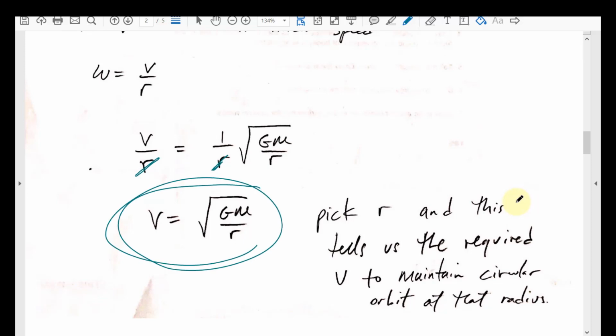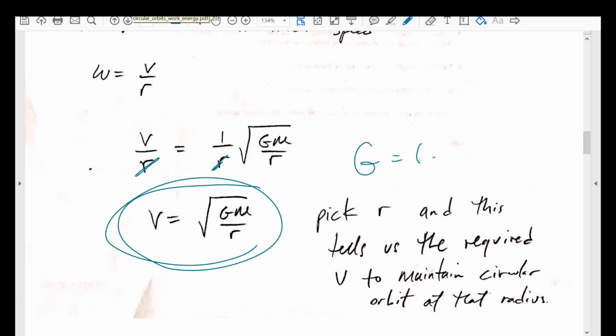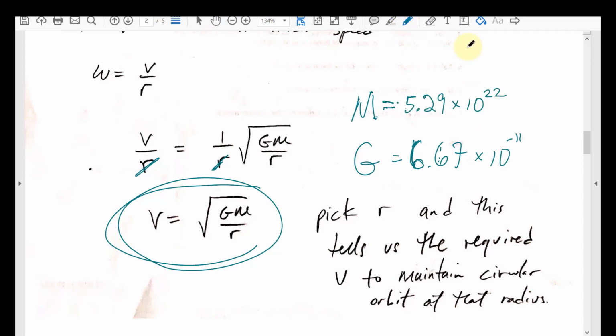This G is a universal gravitational constant that's the same in the Kerbal system as it is in the real world. G is about 6.67 times 10 to the negative 11. M is the mass of the primary object, Kerbin, the planet Kerbin. And then we can choose any radius, and this tells us the required velocity to maintain a circular orbit with that particular radius.